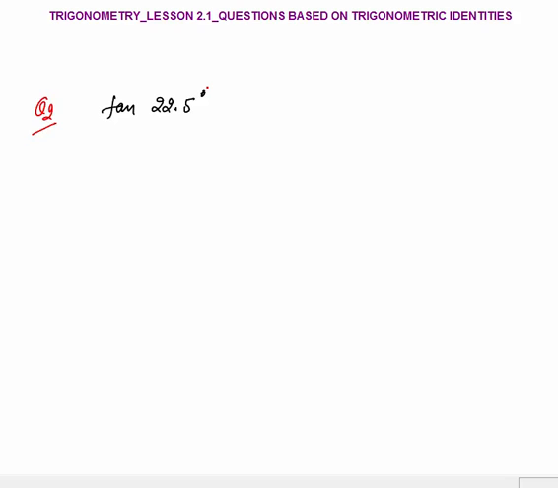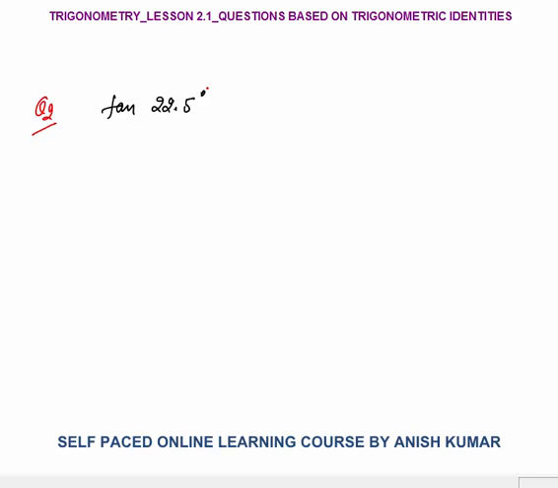Question 2 is to find the value of tan 22.5. Now please try to solve it yourself, then look at the way I have solved. Assume theta is equal to 22.5. We need to find tan theta. But we don't know the value of the angle 22.5, because we learned the values of 30, 45, 60, but we have not learned the value of 22.5.